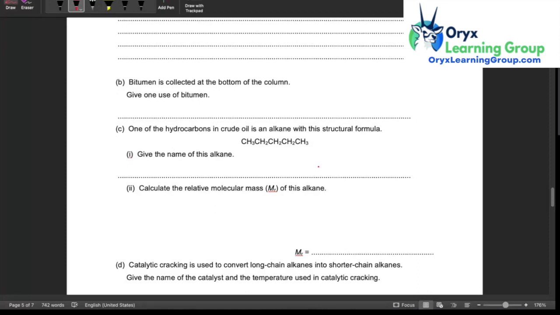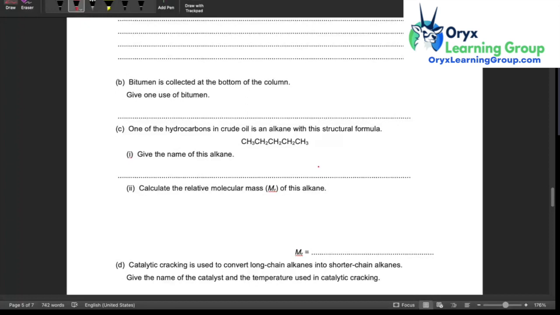Yes. See, bitumen is one of the components when we do fractional distillation. Like the last worksheet, this worksheet also has a question on fractional distillation. So definitely there will be a question on fractional distillation tomorrow. So please make sure that you remember it.